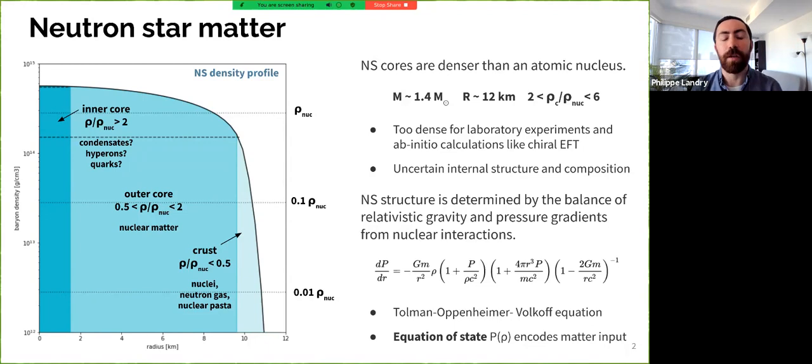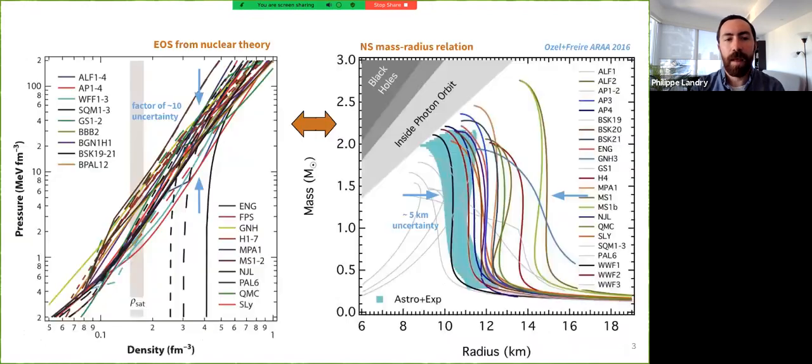And so if we want to learn about the fundamental properties of neutron star matter, we want to determine what this pressure density relation is, what this equation of state is. All right, so on the next slide here, on the left, I'm plotting different theoretical calculations of this equation of state for neutron star matter. So pressure as a function of density shown here on a log scale plot.